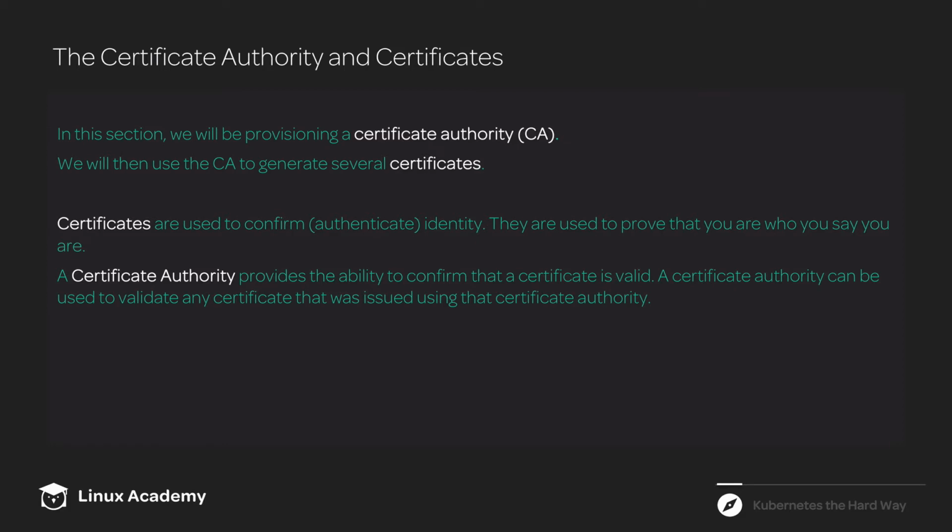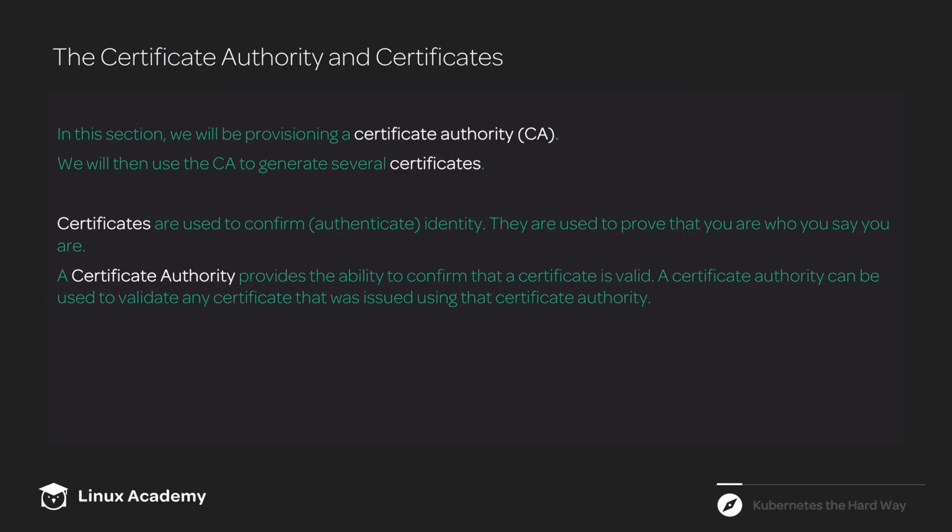Certificates are used to confirm or authenticate identity. They are used to prove that you are who you say you are. You can sort of think of a certificate as a slightly more complex but also more secure version of a password. A certificate authority provides the ability to confirm that a certificate is valid. A certificate authority can be used to validate any certificate that was issued using the certificate authority.